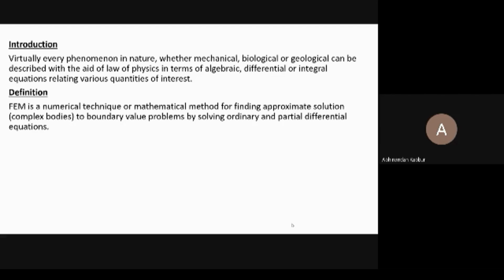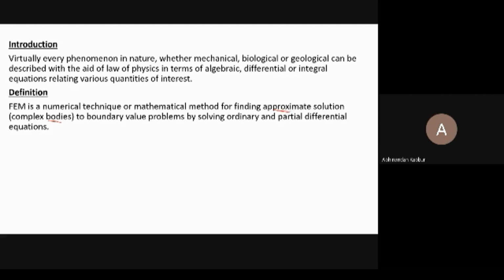So FEM is a numerical or mathematical model for finding the approximate solution. I am using the word approximate solution here because I have mentioned in the bracket, for complex bodies. For complex bodies, it will give you the approximate solution. Suppose I have a standard body, like I have equations for the standard shapes, like it may be a square, rectangle, circular, triangle. If the shape of the body is that, then it will give you the exact solution. Only approximate solution you will get when it is a complex shape body.